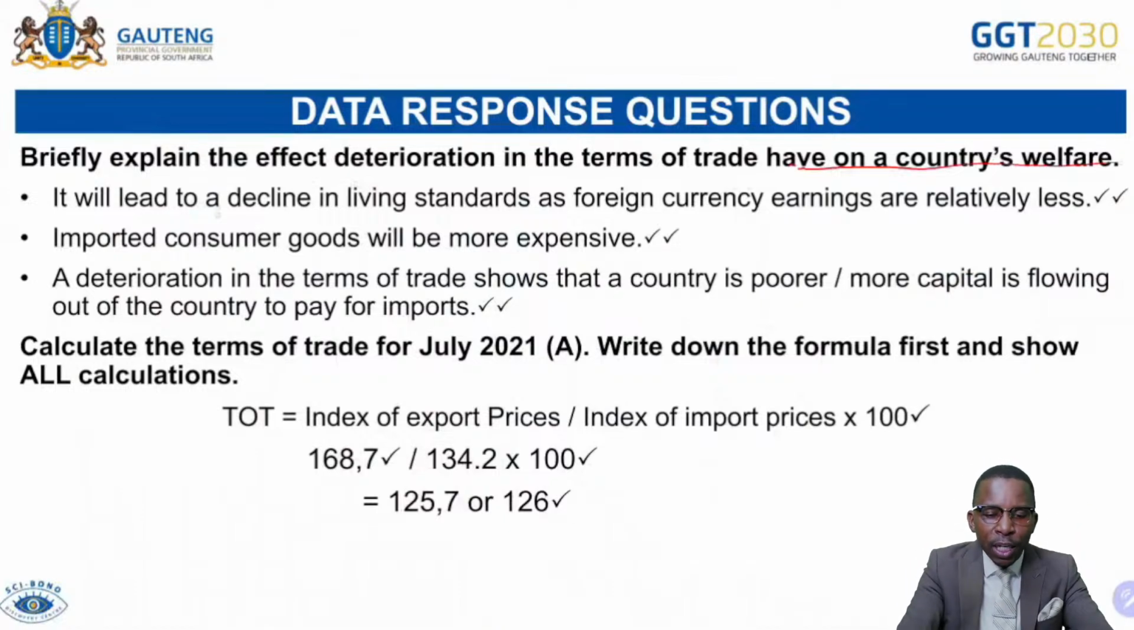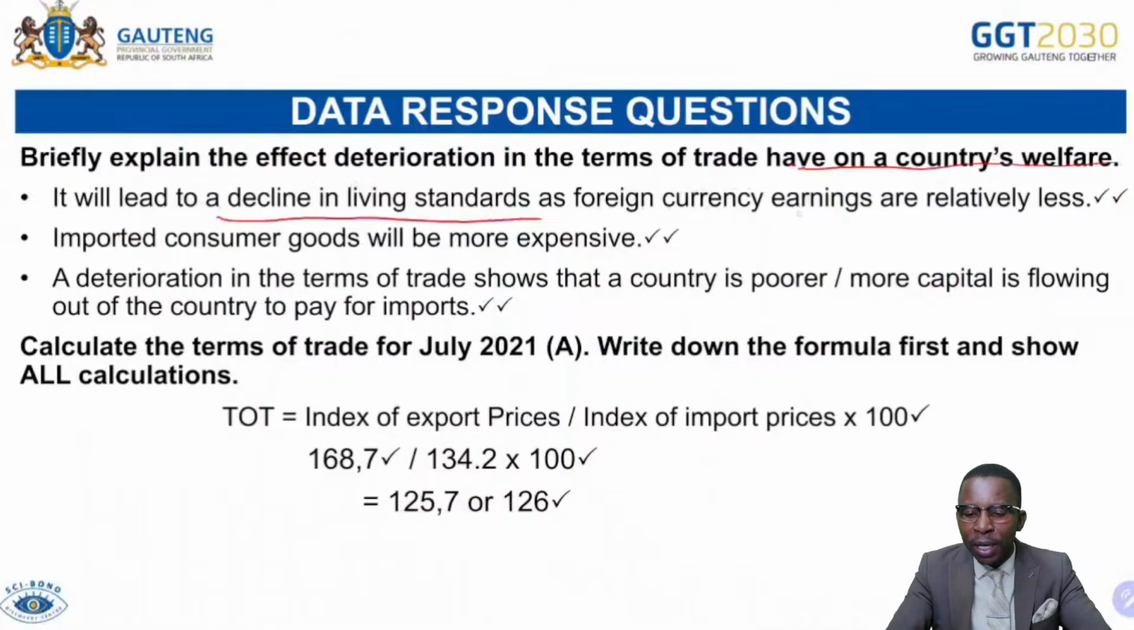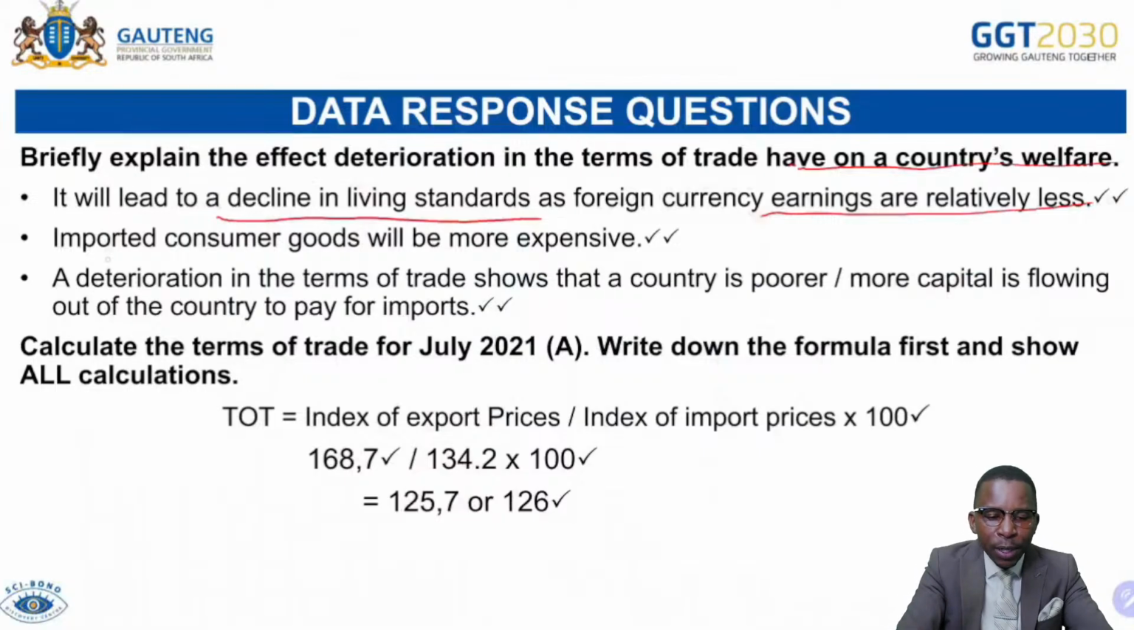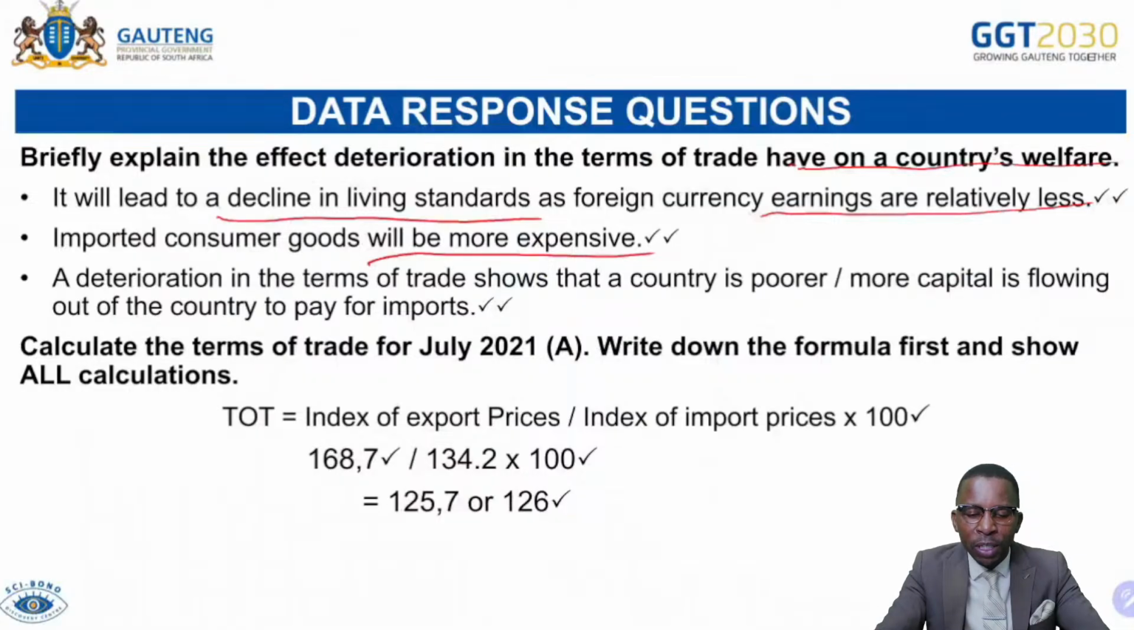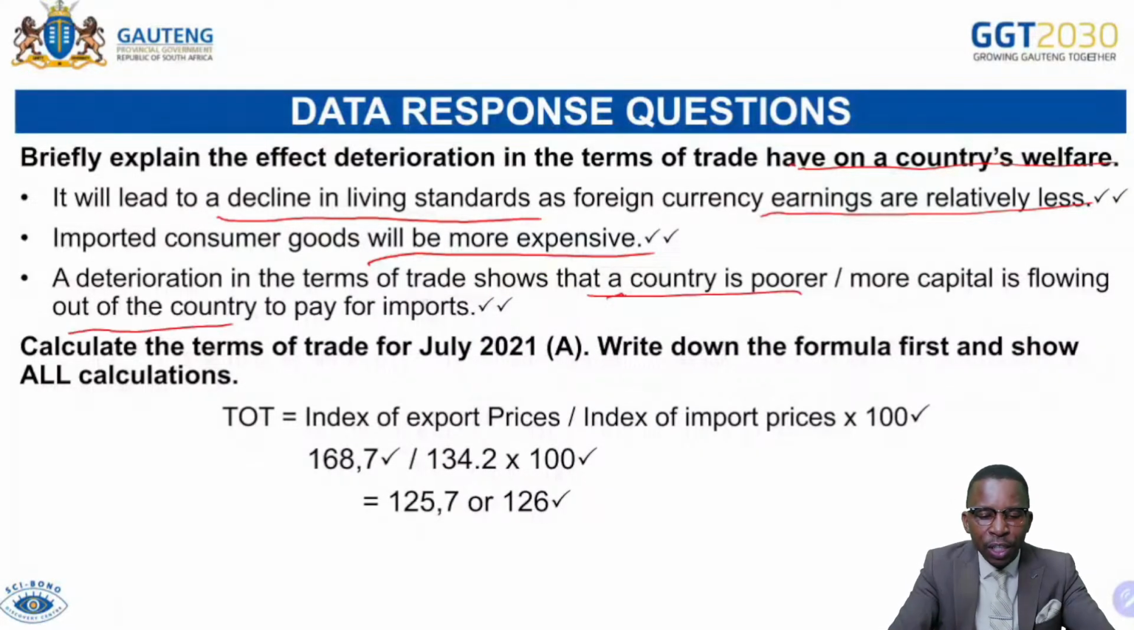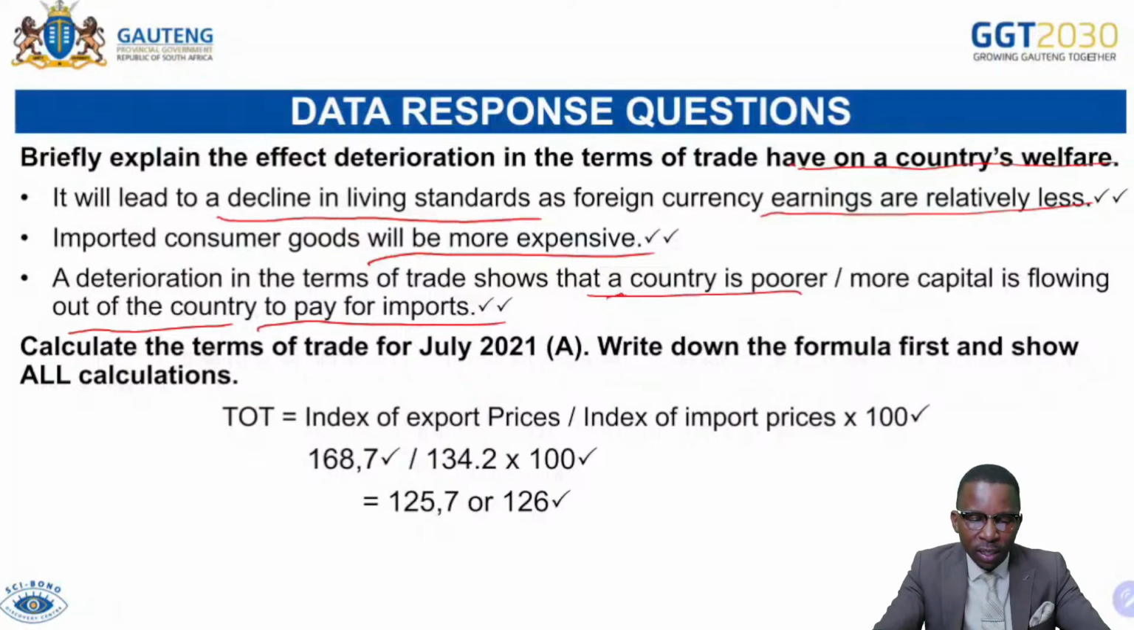Let's see. It will lead to a decline in living standards as foreign currency earnings are relatively less. We receive less income, meaning national income will be decreasing, meaning less injections into the country. Imported consumer goods will be expensive. So if we import some goods from other countries, they will become relatively expensive. A decrease in terms of trade shows that the country is poor. More capital is flowing out of the country to pay for imported goods and services.